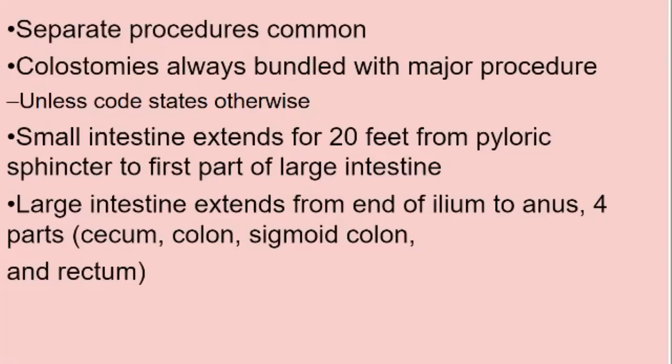Separate procedures are common. Colostomies are always bundled in with the major procedure unless the code states otherwise. Small intestines extends 20 feet from the pyloric sphincter to the first part of the large intestine. Large intestines extend from the end of the ileum to the anus. 4 parts: the cecum, the colon, the sigmoid colon, and the rectum.